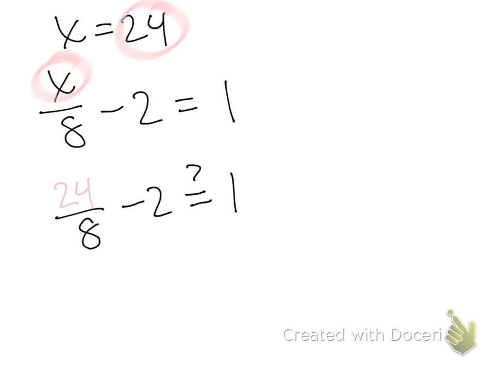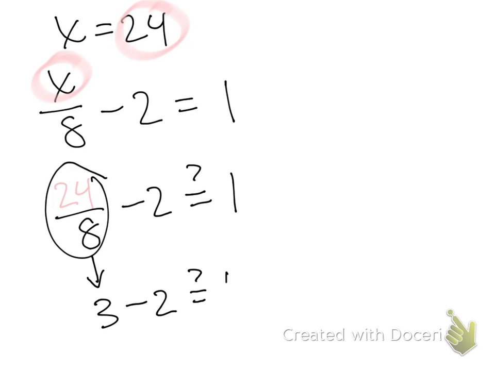So the first thing I want to do is this division. 24 divided by 8 is 3 minus 2. Is this equal to 1? 3 minus 2 is 1. Is this equal to 1? Yes, it is. Both sides are the same. That tells me that my solution is correct.